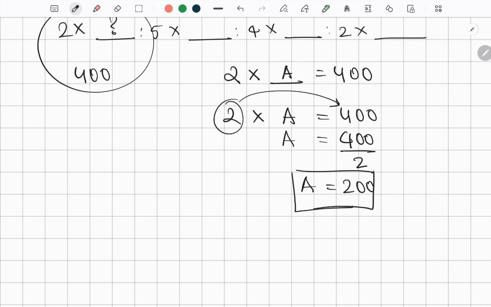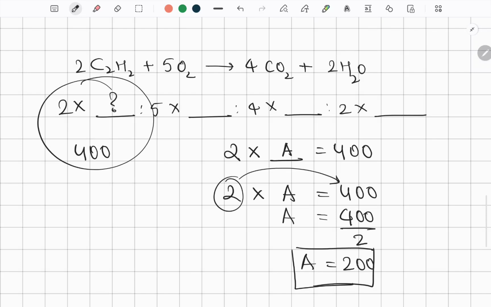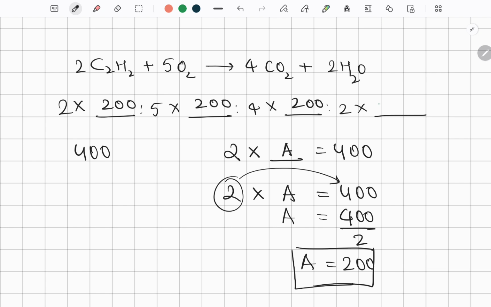Now according to Gay Lussac's law, the law of combining volumes of gases, what does it say? That when gases react, they do so in volumes which bear a simple whole number ratio to one another and to the volumes of the products. That is, reactants and products bear a simple whole number ratio to each other. What is the ratio over here? 2:5:4:2. I think you got this. This holds provided the temperature and pressure are constant, which is STP. Understood. So now this 200 we got will come over here, here, here and here.